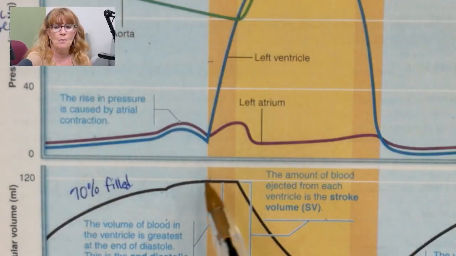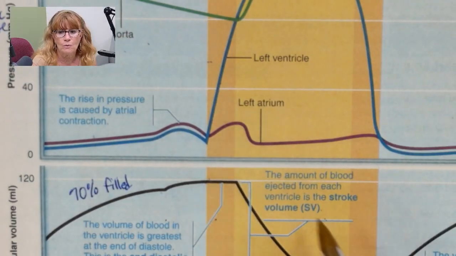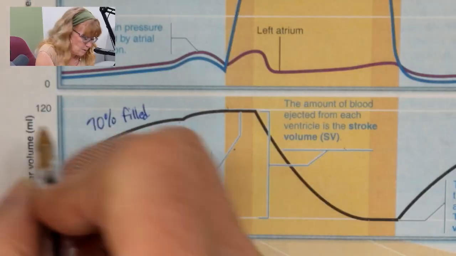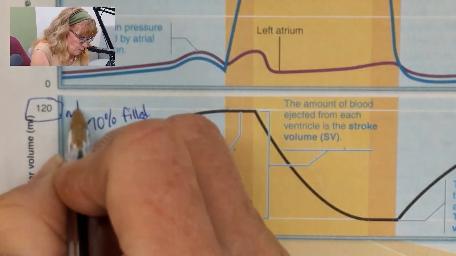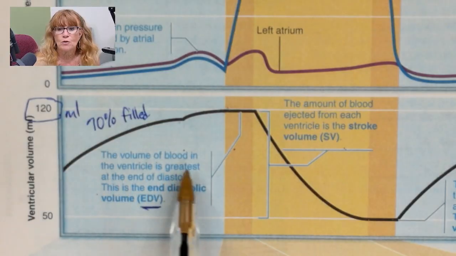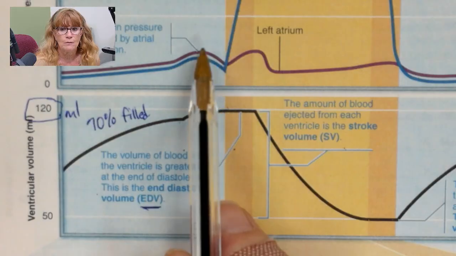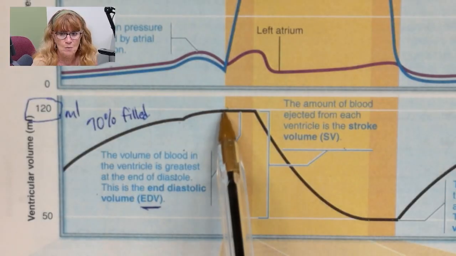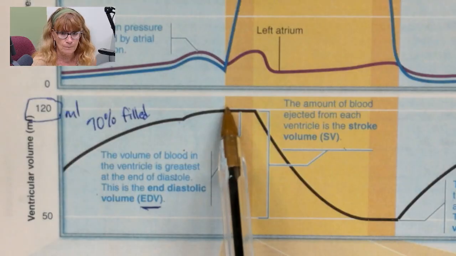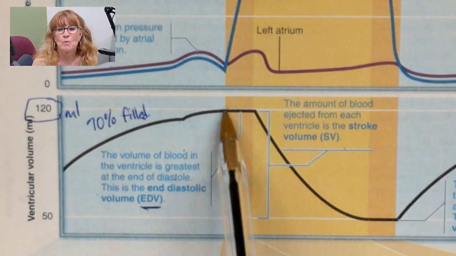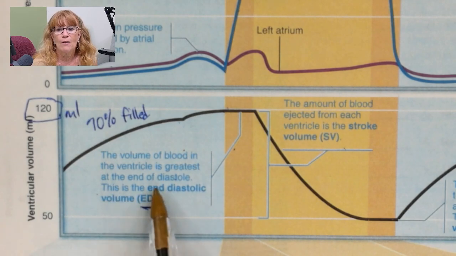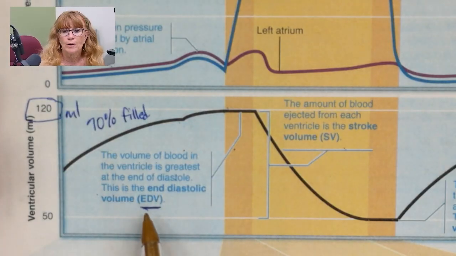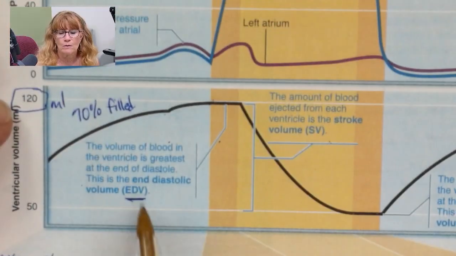When the maximum amount of blood fills the heart in this heartbeat, we refer to this as end diastolic volume. So we are now at end diastolic volume. It's going to be 120 milliliters. The volume of blood in the ventricle is greatest at the end of diastole because we have contracted the atrium, squeezed the rest of the blood into the ventricle, and that's the maximum amount of blood that's going to enter the ventricle at this point for this heartbeat. And we call that end diastolic volume. So this is the amount of blood that fills the heart during this diastole period, during this ventricular filling.